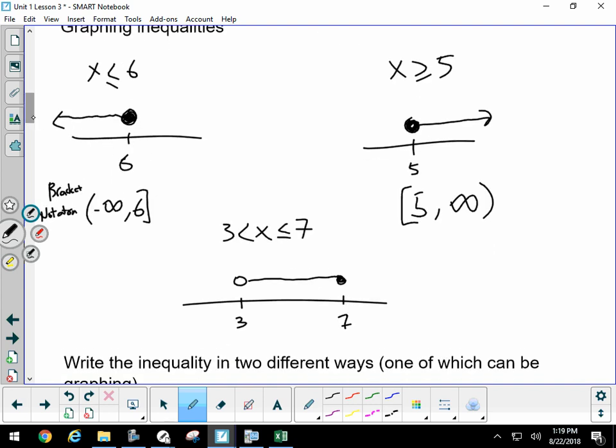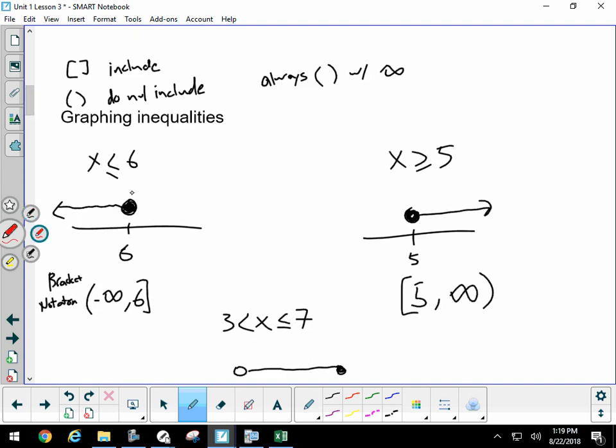And if I have one that's included and one that's not included, for this guy, I would not include 3, but I would include 7. Now, it's important, if this was just an open circle, this would just be an open bracket. If this was just an open circle, this would just be an open bracket. Okay, but everything else would stay the same.